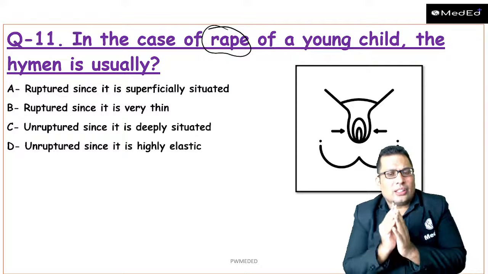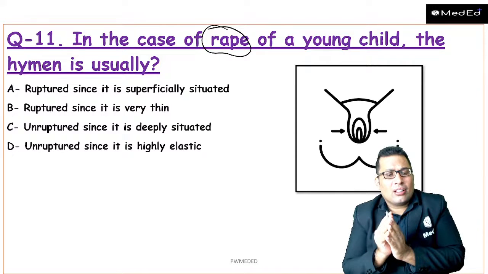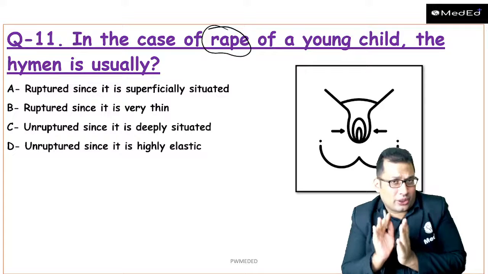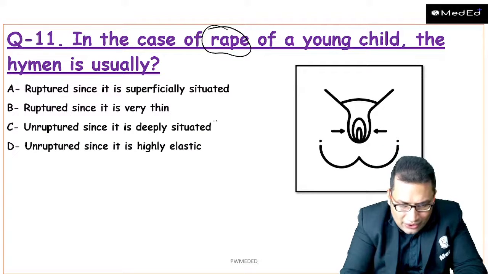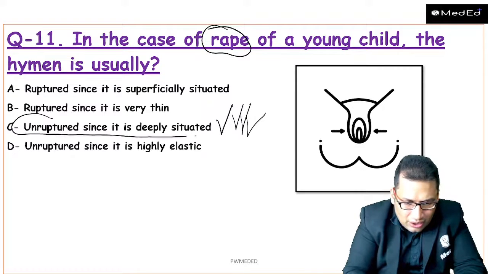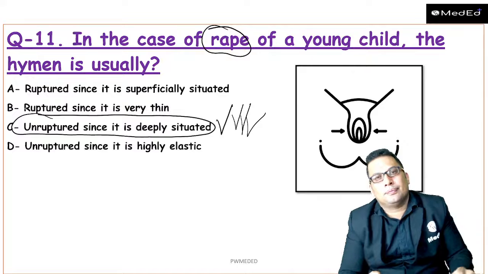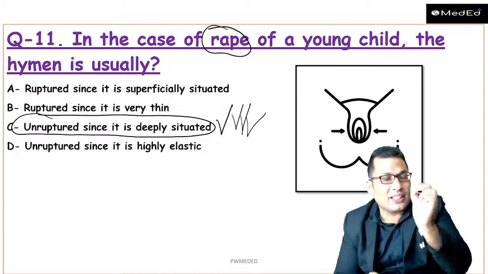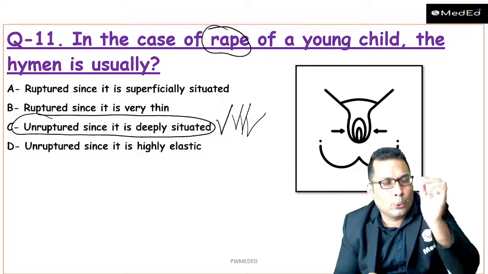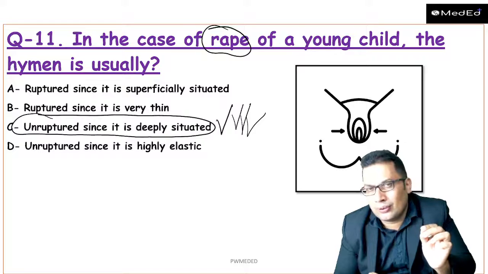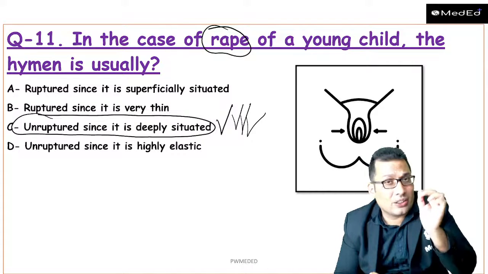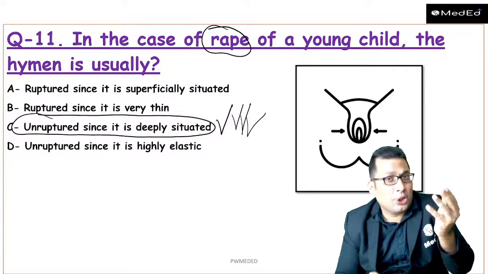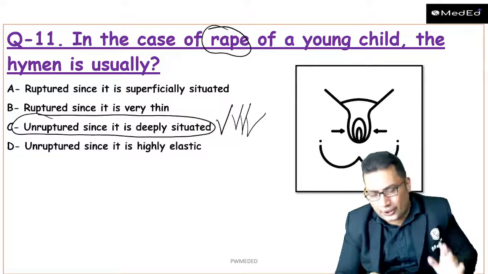So here the question is, in a young child, the hymen is usually not ruptured. Why? Because it is deep-seated. The answer is unruptured because it is deeply situated. Hymen tear is a very important evidence in proving the crime of sexual assault or rape. But in case of a young child, because the position is deep, it is unruptured.